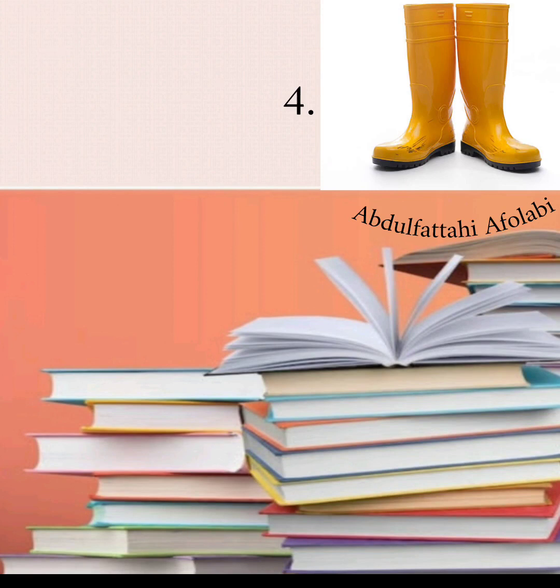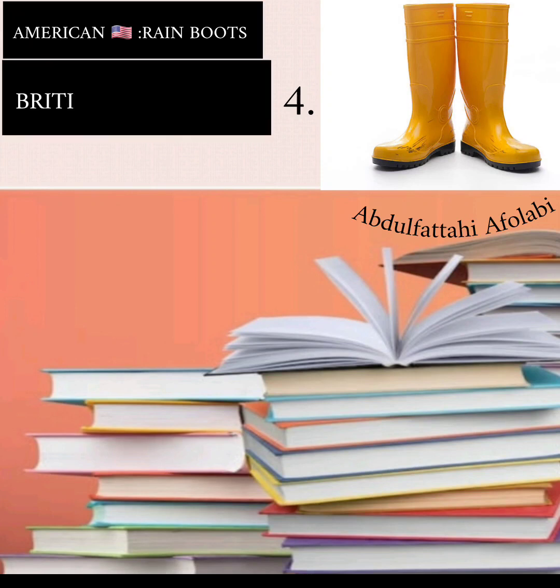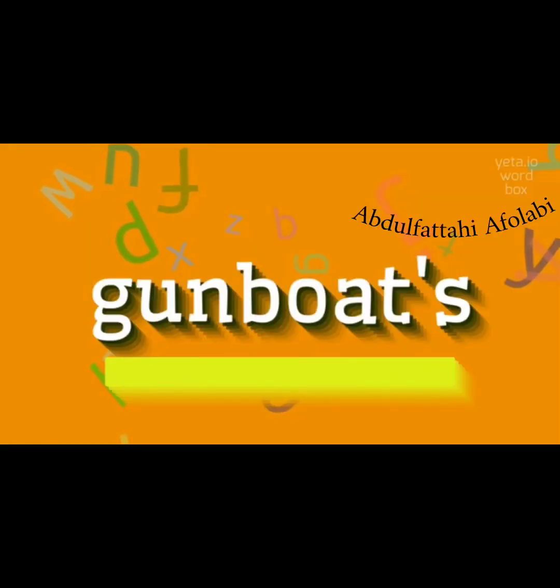The fourth is this. When it is raining, when it is wet, what do you wear out? This in America is rain boots. In British vocabulary it is called wellies. Wellies, it is plural. While the Australian people call it gumboots. Gumboots. Rain boots, wellies, gumboots.